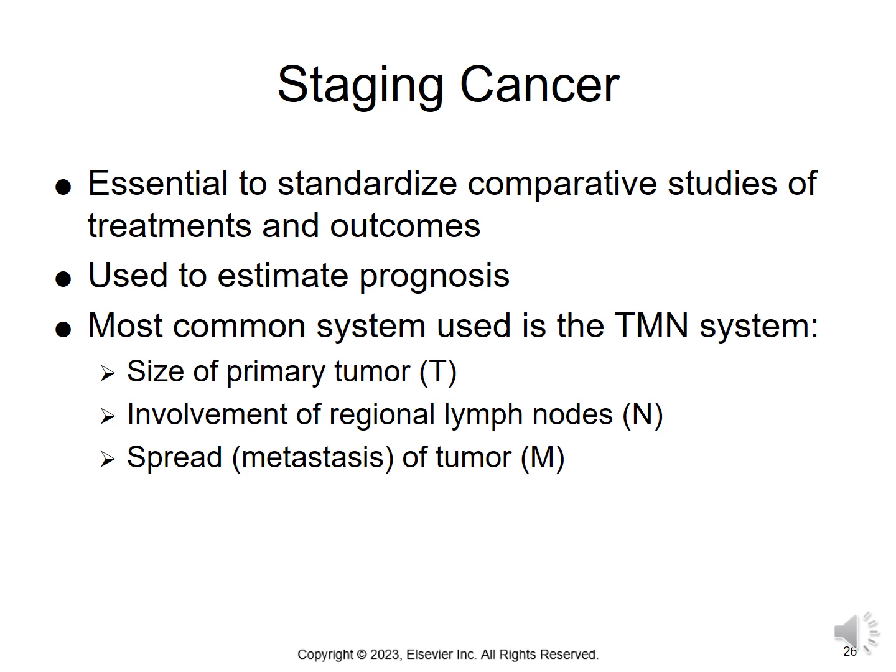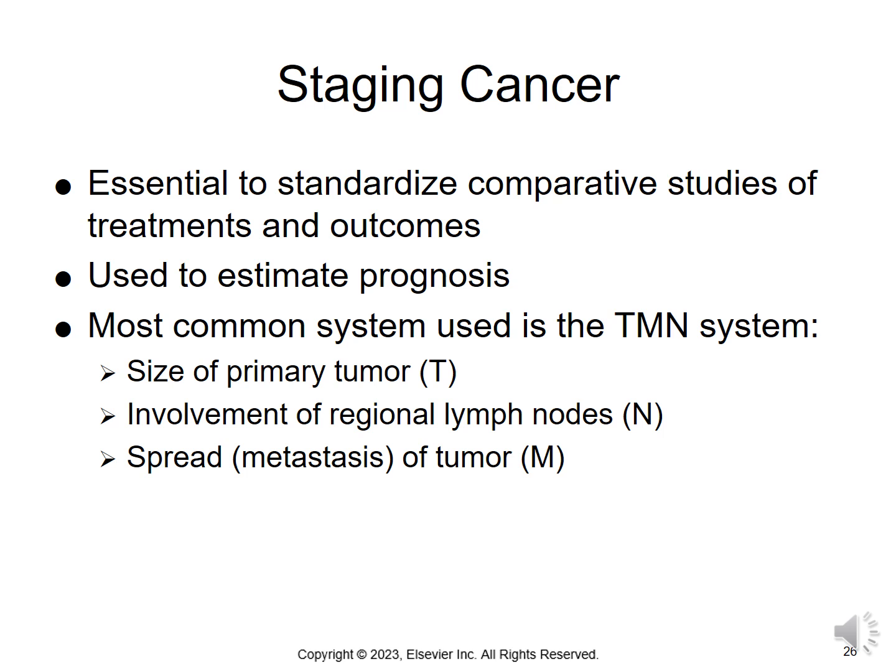So for staging cancer, we have a standardized system that we use, and it helps us estimate the prognosis of the cancer and determine how to treat it. The most common system used is the TNM system, and it measures T, the size of the primary tumor, N, the involvement of the regional lymph nodes, and then M, the spread or metastasis of the tumor itself. Other systems may be used for specific cancers, but all are based on the same principles.